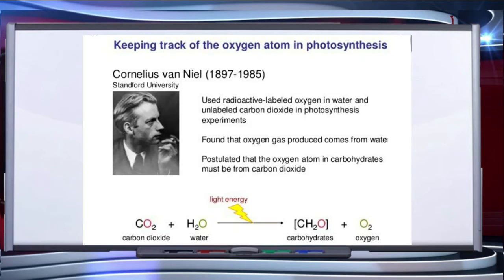By the middle of the 19th century, the key features of plant photosynthesis were known, namely that plants could use light energy to make carbohydrates from carbon dioxide and water.